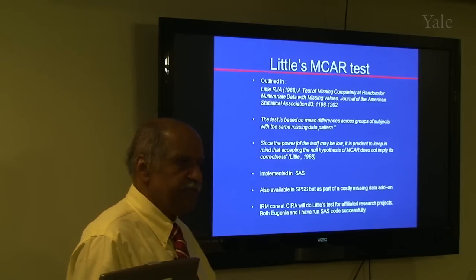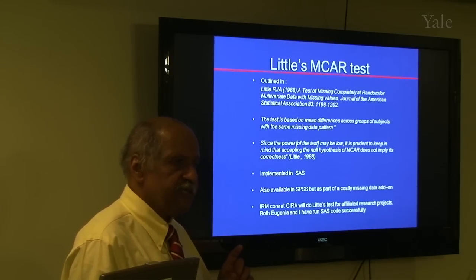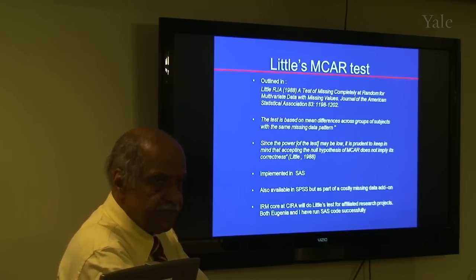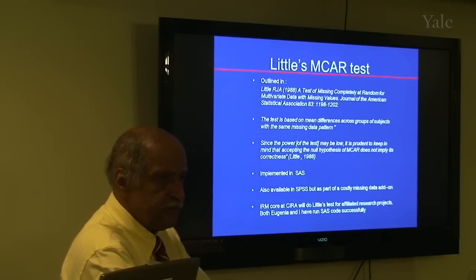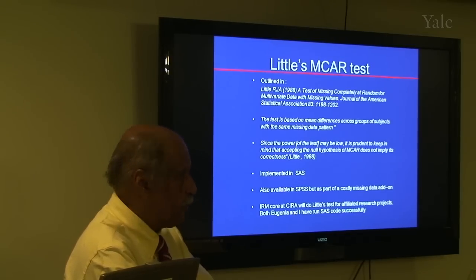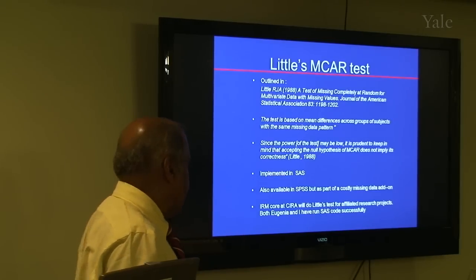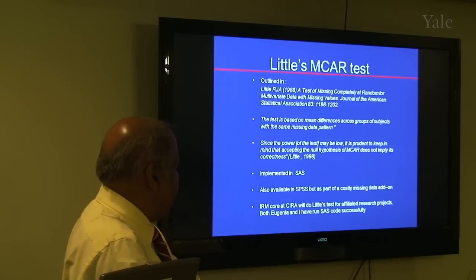We can use it that way, but if you know for some reason that there is another reason for the missingness, then Little's will not conjure that away. It's when you believe that it is at random and you have no other reason to think otherwise that you can apply this.